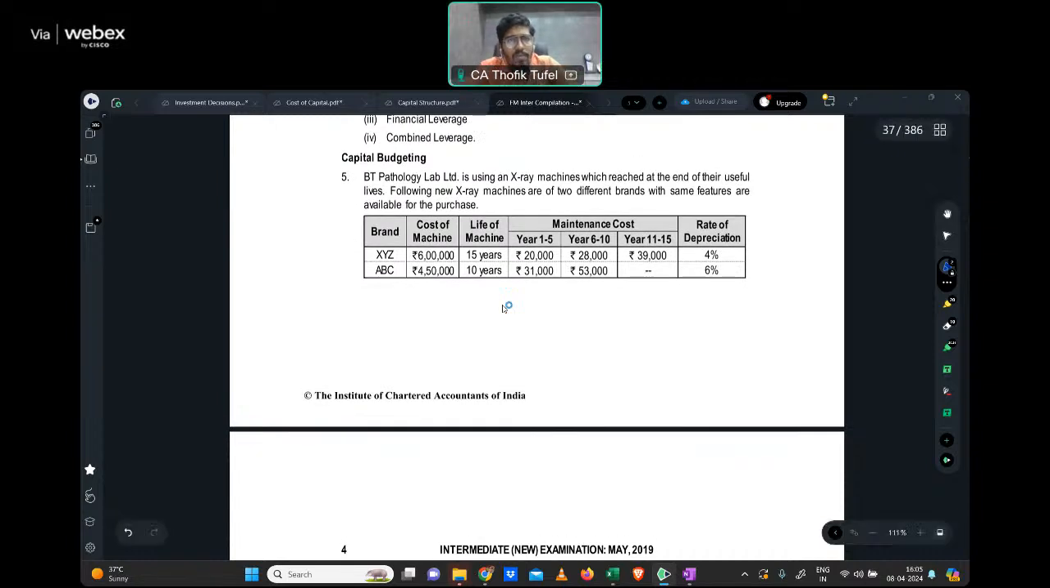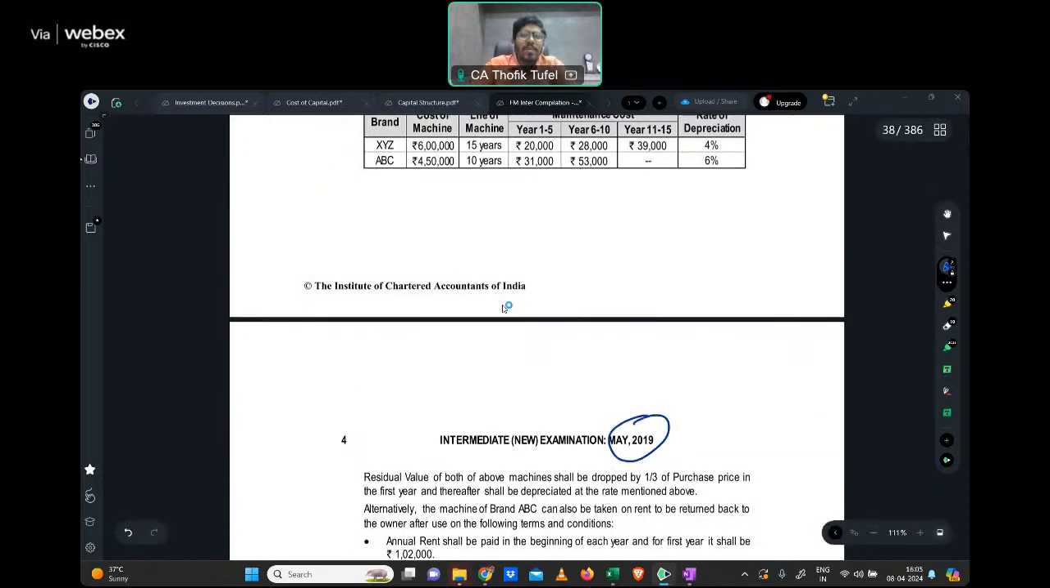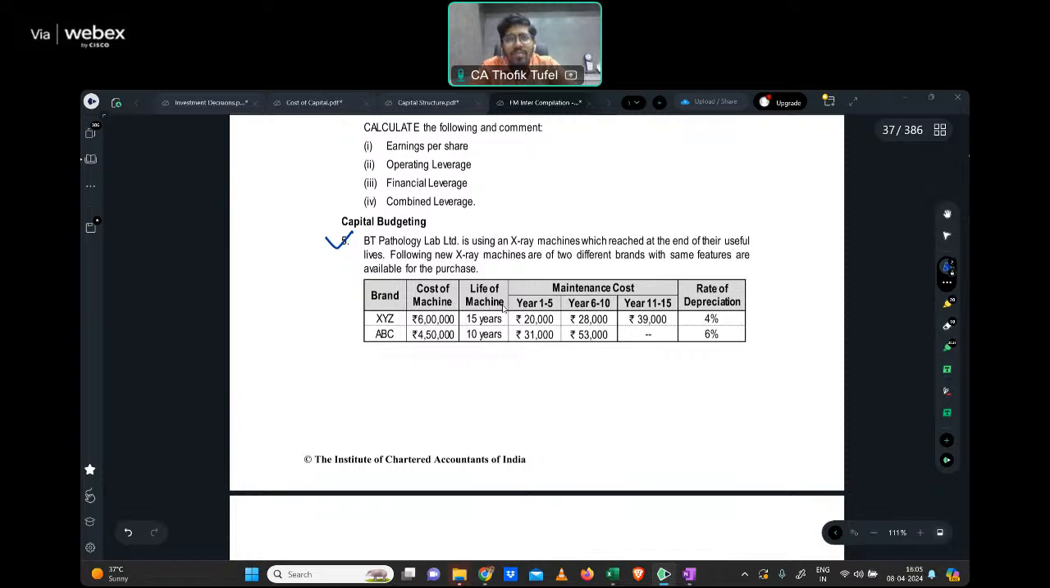This is one more problem. I want you to do it as homework. This is a May 2019 article, the 5th one. This is one problem where the cost of machinery is given for 15 years and 10 years. All the years' costs are given, and the rate of depreciation is given. So you have to subtract depreciation, apply tax, and add back. Okay, let me do this problem only.